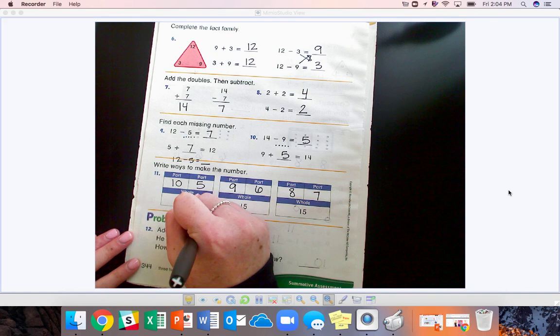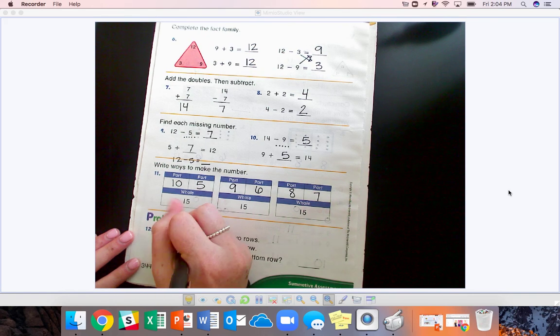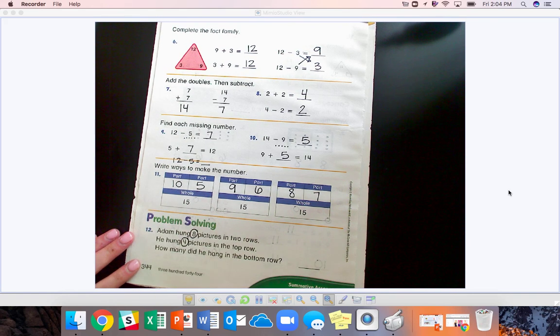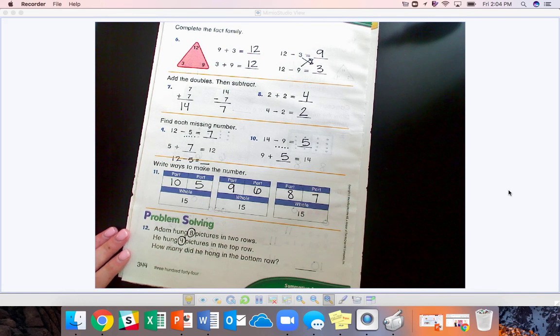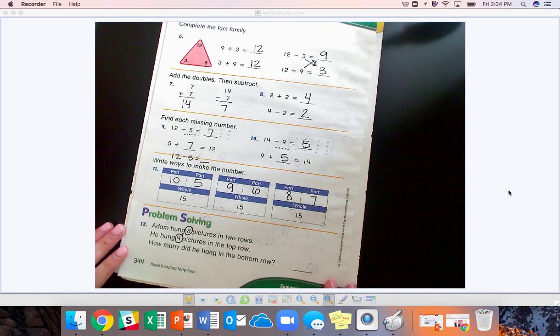Adam hung 8 pictures in 2 rows. I see a number. He hung 4 pictures in the top row. How many did he hang in the bottom row? I'm going to draw a picture to help me solve this.